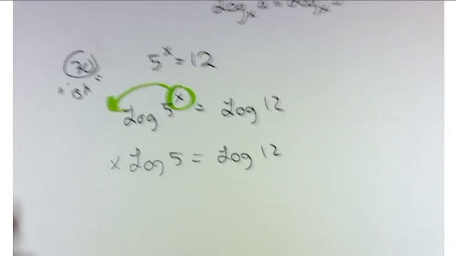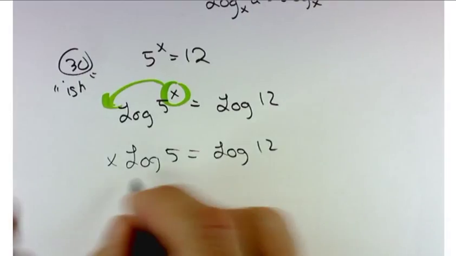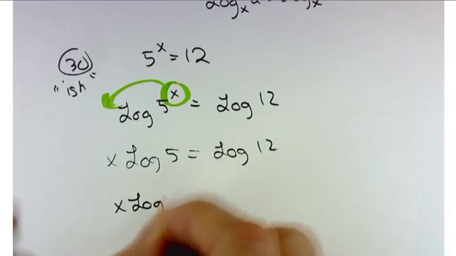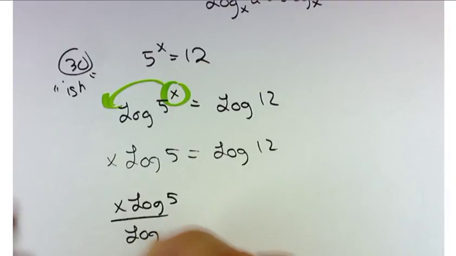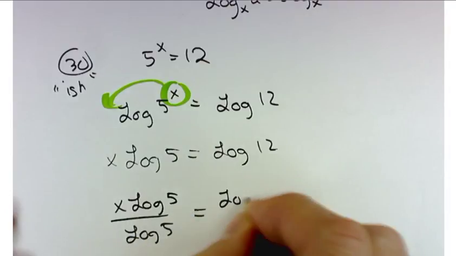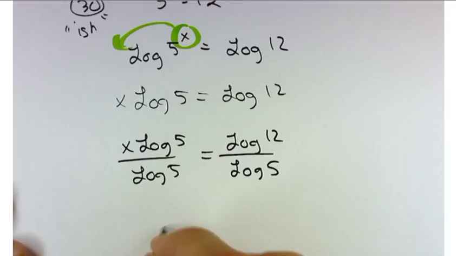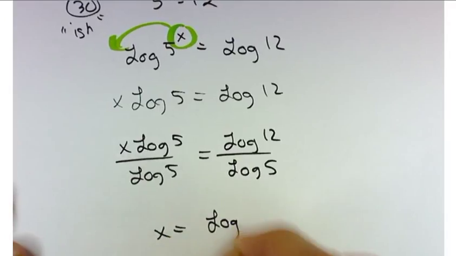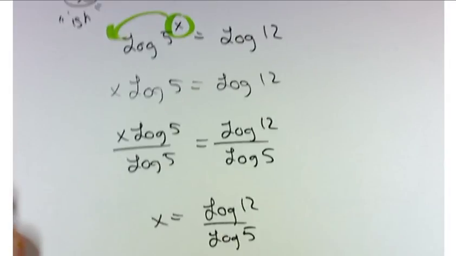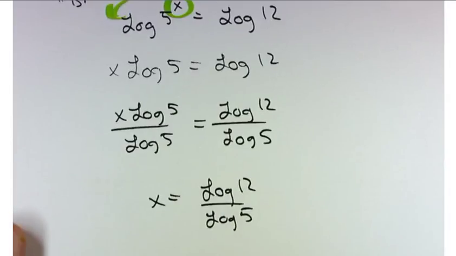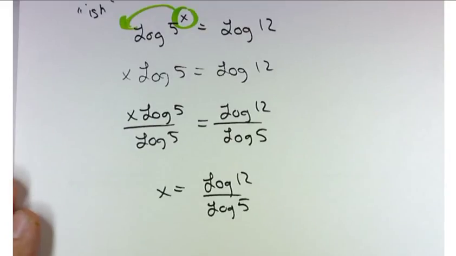Okay, so if I divide both sides by log of 5, then I'll have my solution for x. So I get x equals the log of 12 divided by the log of 5. Yay. And that's it. Log of 12 divided by the log of 5.